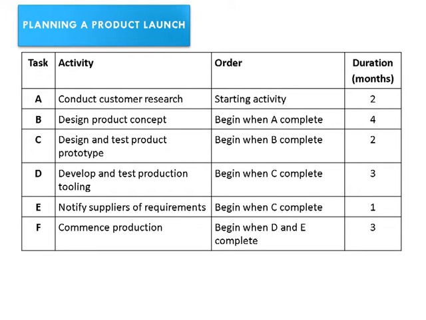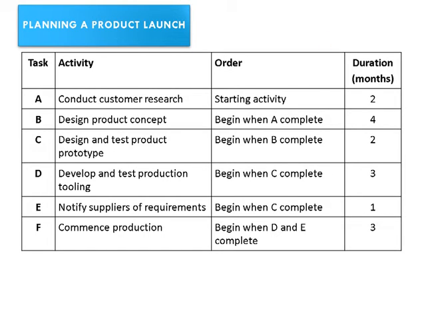Then we need to identify how long each activity will take, and we call that the duration. And these are listed in months here in the table next to the appropriate activity. Third, we need to identify any dependencies. In this case, for example, activity C is dependent on the completion of activity B. You can't design and test the product prototype until the product concept has been designed. So activity C is dependent on activity B. So all the dependencies would also be worked out and listed in the table.